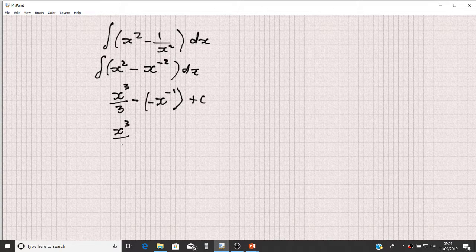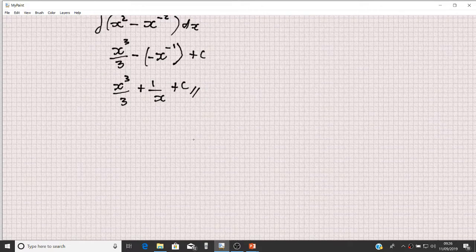And then we'll just simplify that. x cubed over 3. Now minus minus becomes plus. Now I can rewrite this x to the minus 1 as 1 over x. And always add plus c because it's an indefinite integral. Okay, so maybe we go on and look at the third example.